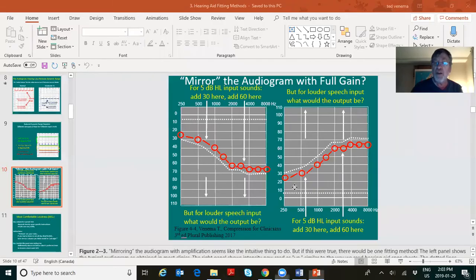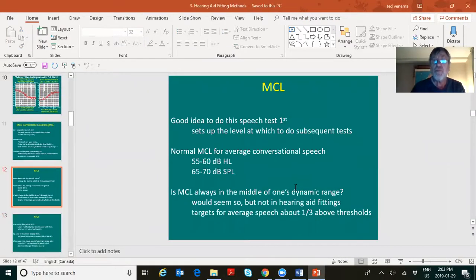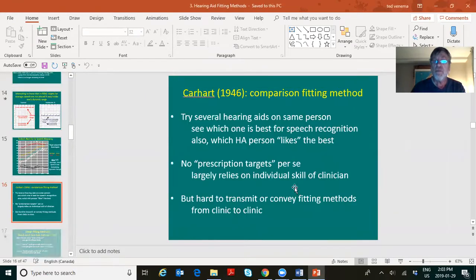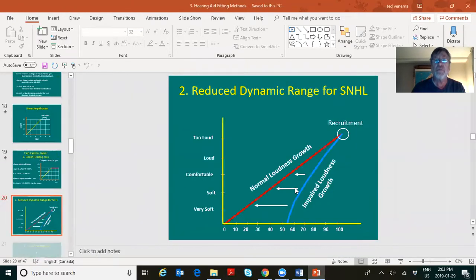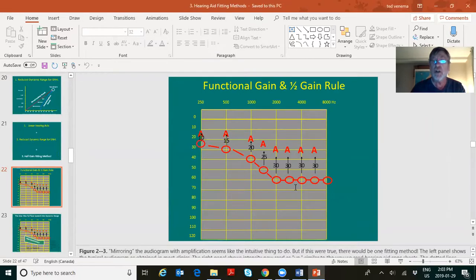It was a man named Sam Lybarger, who came up with the half gain rule. And let's look at it for a second. Let's look at a picture of it. So, what did they do? Let's just take a look here. Here you go. Let's look at this picture.